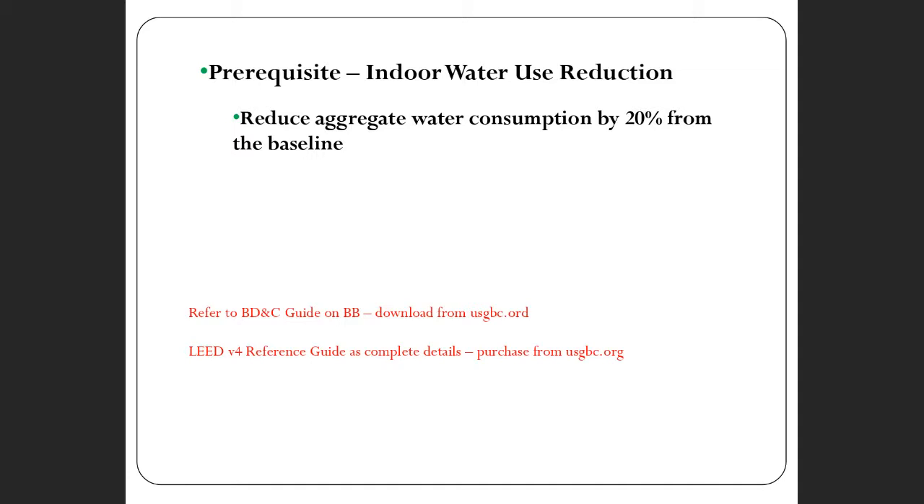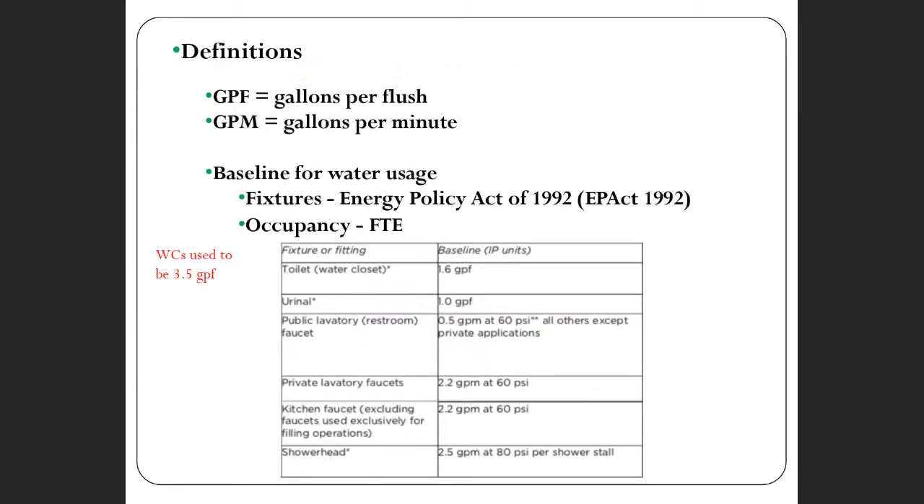Right, so again, we have both credits and prerequisites in the LEED system. Yes. Again, this 1.6 is as of 1992, many years ago, the last time the government did this stuff systematically. So yes, 1.28, as you see, Susan, will be a much more common GPF for a toilet or water closet. Good question.